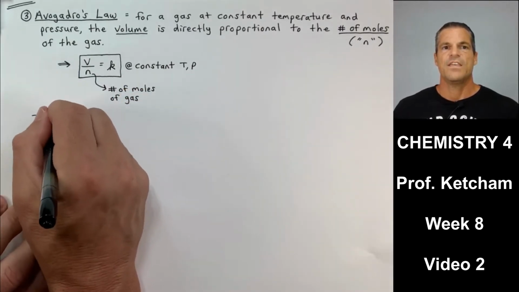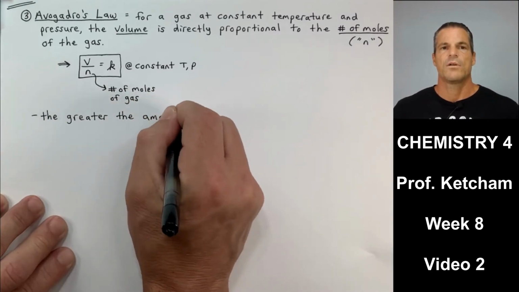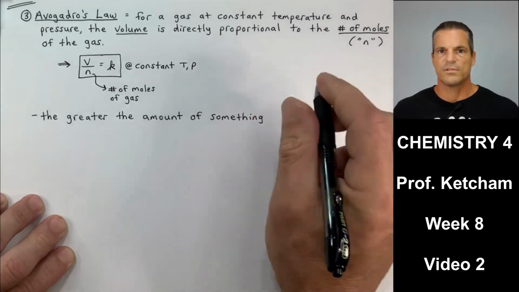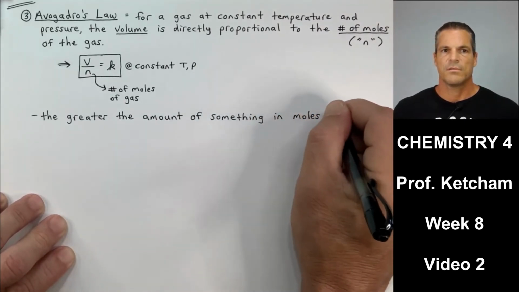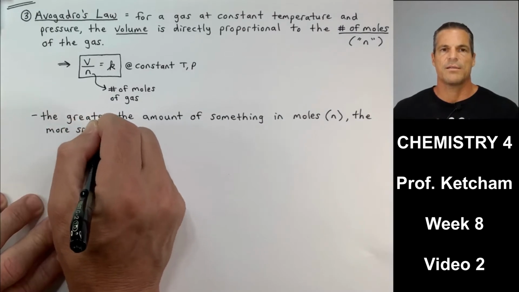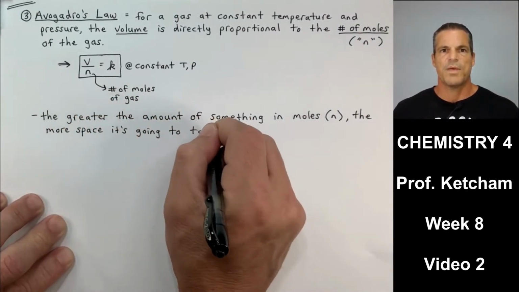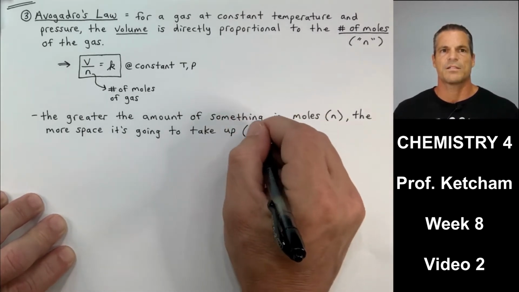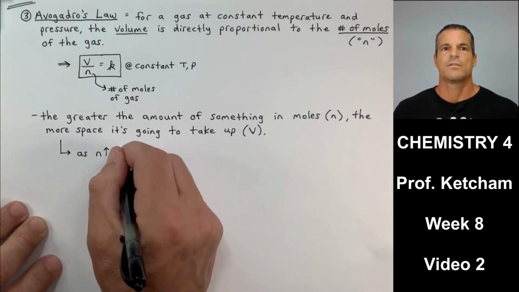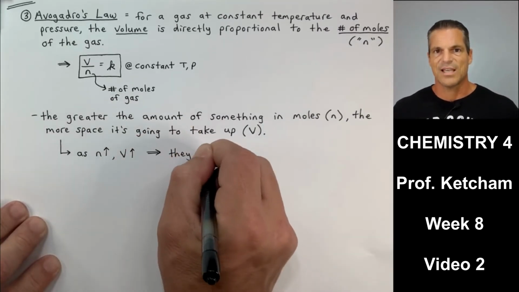So V over N, where N is the number of moles of gas. The greater amount of something in moles, the more space it's going to occupy. Now I know we're talking about gas molecules and the volume is mainly empty space, but just think of it from a perspective where we're holding the temperature and the pressure constant. So the more I have, the more space it's going to take up.